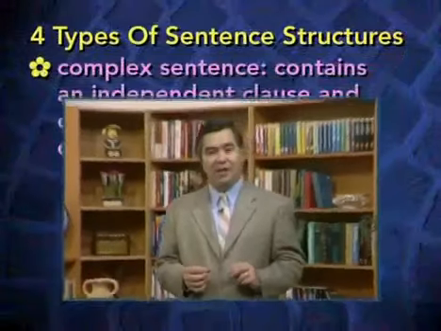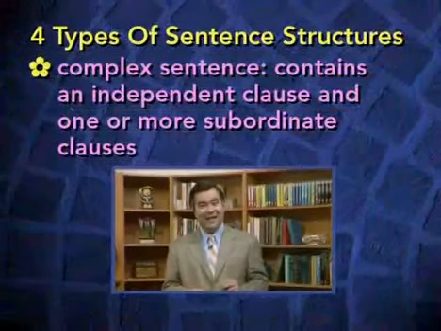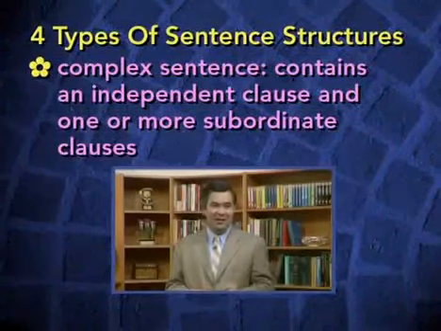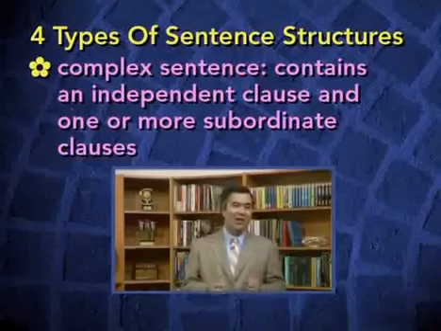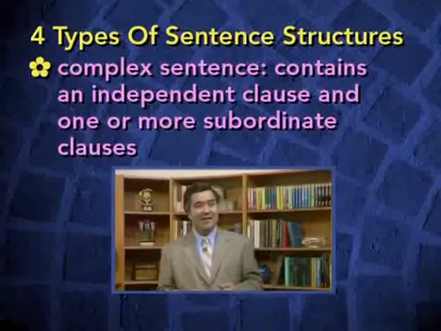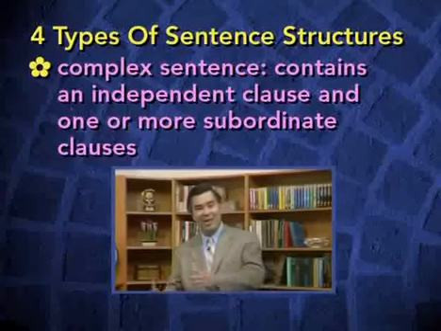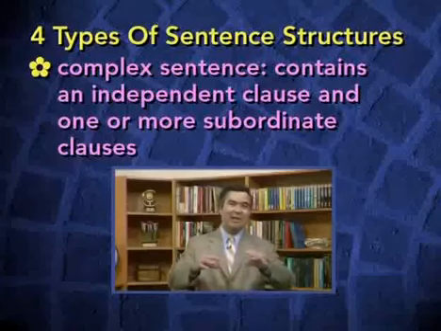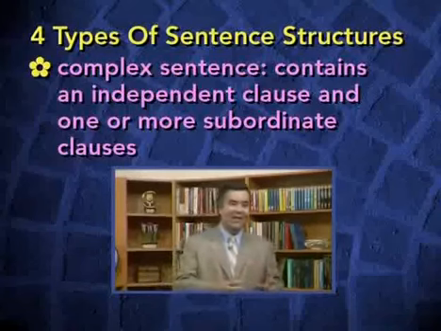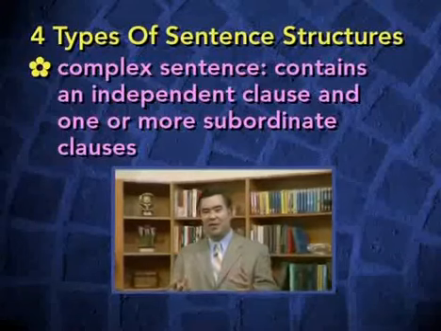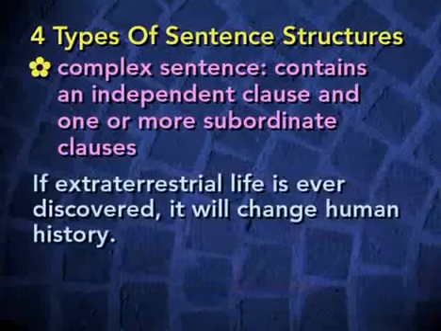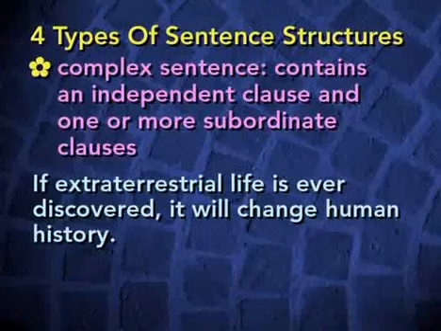Now for the third type. A complex sentence contains an independent clause and one or more subordinate clauses. Now remember, the subordinate clause cannot stand alone as a sentence. However, it works perfectly well when it is attached to an independent clause. It normally has a secondary or less important meaning, and it needs the independent clause in order to express a complete thought. Let's take a look at an example of how this works. Here's a sentence. If extraterrestrial life is ever discovered, it will change human history.